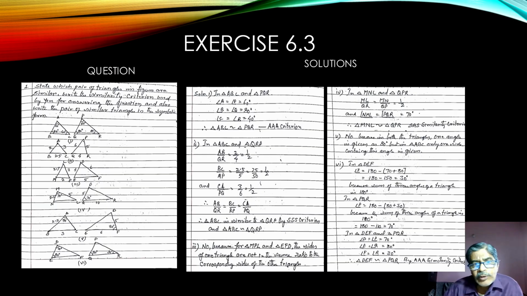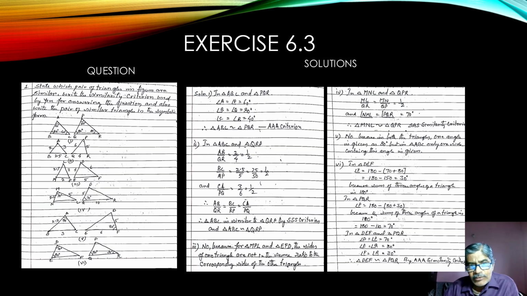So in the second sub question, in triangle ABC and triangle QRP, AB by QR is equal to 2 by 4, which is equal to half. RC by AP is equal to 2.5 by 5, which is once again half. And CA by PQ is equal to 3 by 6, which is also half. Therefore, AB by QR is equal to BC by RP, which is equal to CA by PQ. Therefore, triangle ABC is similar to triangle QRP by SSS criterion.